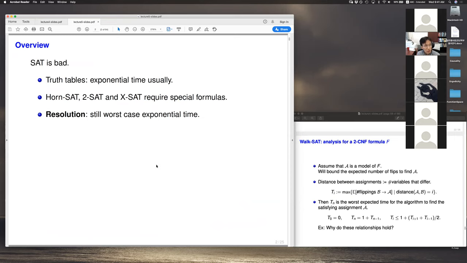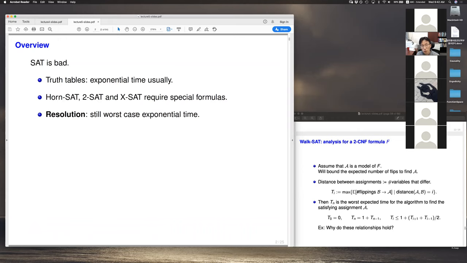So, we just discussed that satisfiability is not very easy, and the truth table based method can take exponential time. We also looked at some polynomial time algorithms, but they are quite limited. They are only for some special kinds of formulas, like Horn formulas, 2-CNF formulas, or XOR-CNF formulas, and so on. So then you might ask, can we come up with some algorithm that in the worst case performs badly, but in the usual case performs reasonably well?